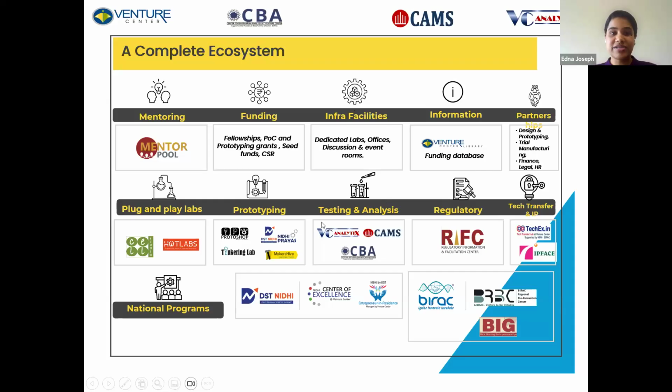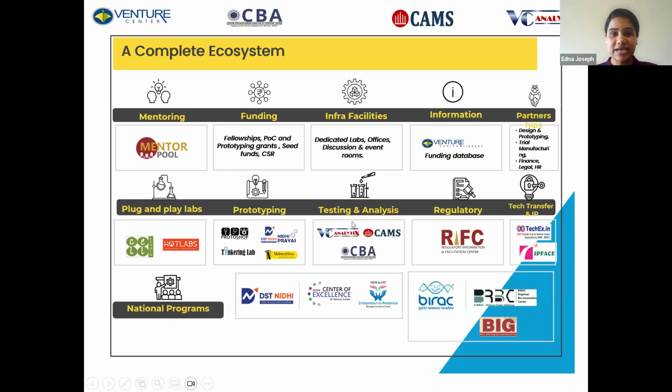Coming to the heart of the technology business incubator at Venture Center are the scientific and analytical facilities. As part of this ecosystem, we have scientific facilities called the plug and play labs. We have 100 plus workhorse equipments, and they are open access; anybody who requires them can come and use them. Then we have a well-established prototyping facility for all those who want to build their prototypes and carry out additional testing over there.